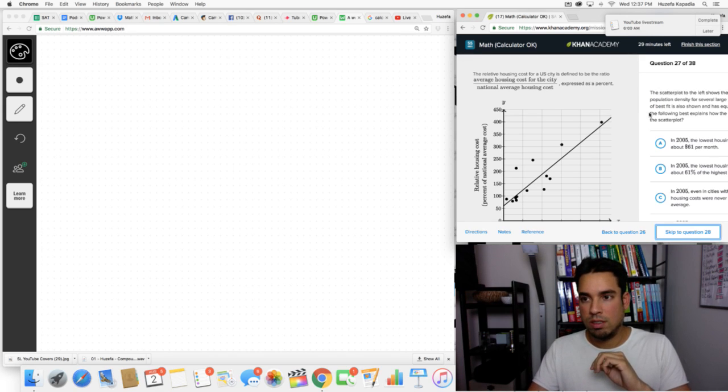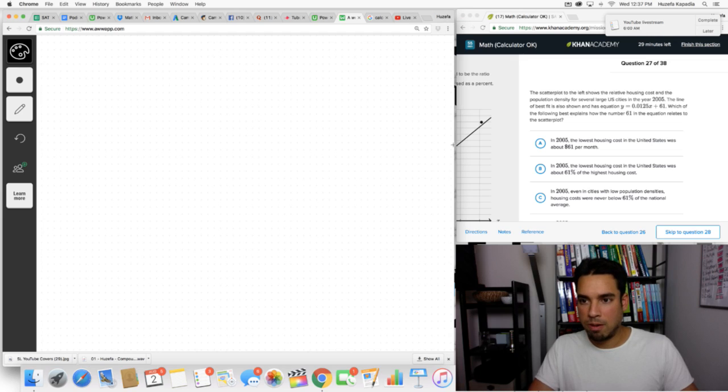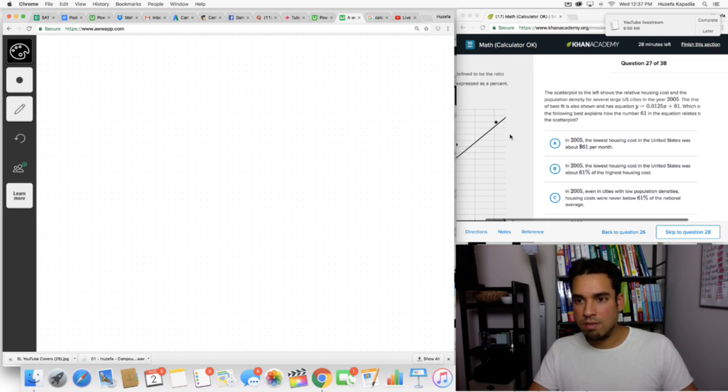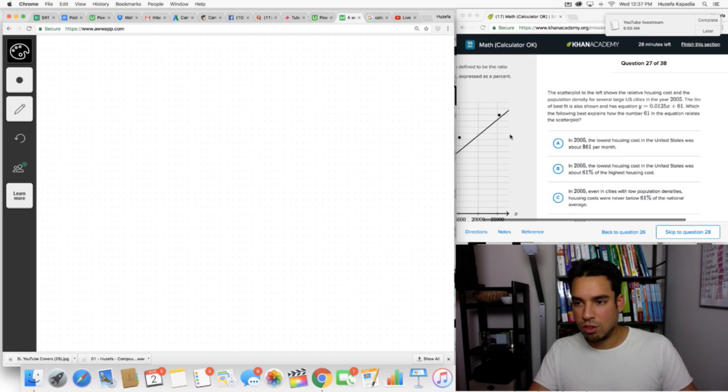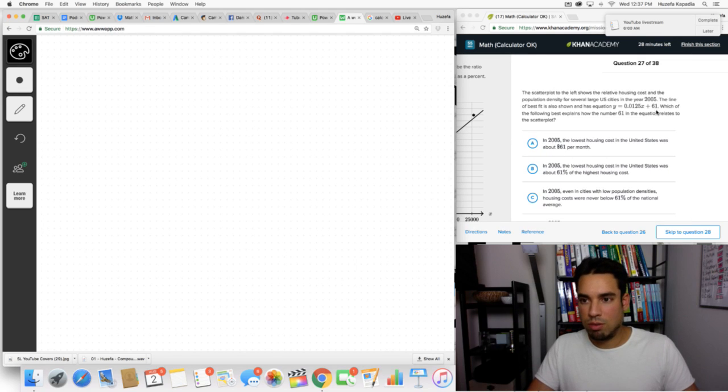All right, question 27 out of 38. The scatter plot to the left shows the relative housing costs and population density for several large U.S. cities in the year 2005. All right. Housing costs and population density. The line of best fit is also shown, and has the following equation. Which best explains how 61 in the equation relates? 61 is your starting point, basically, right?